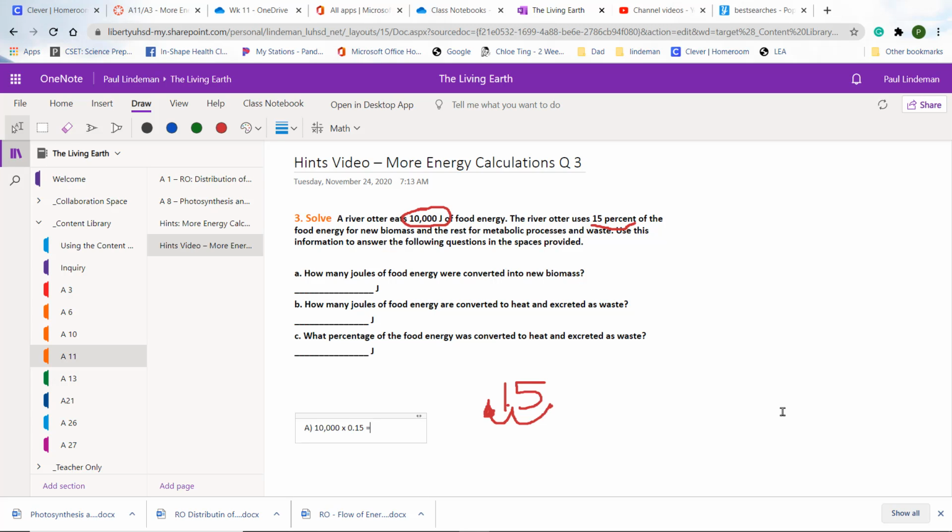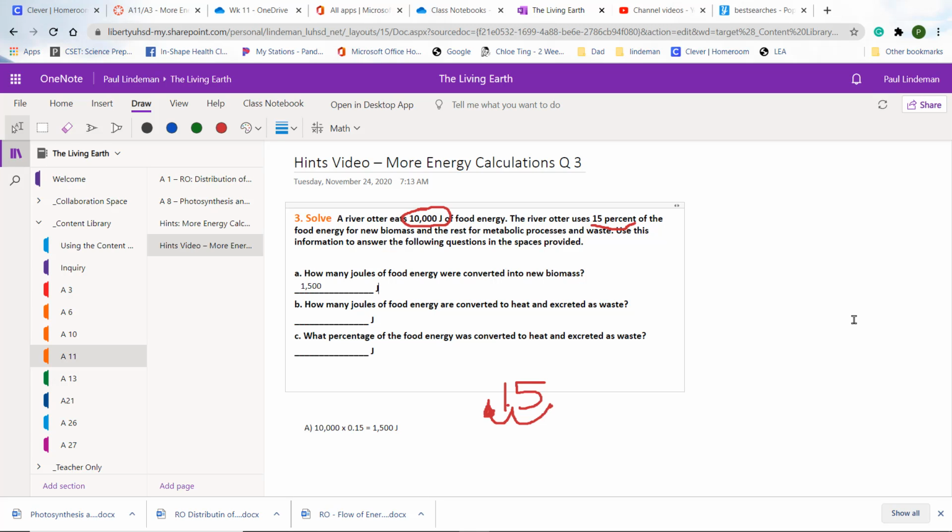So when we do that and plug it into the calculator, that's going to be joules. So the amount of joules that is possible then is 1,500. All right, so 1,500 joules there.